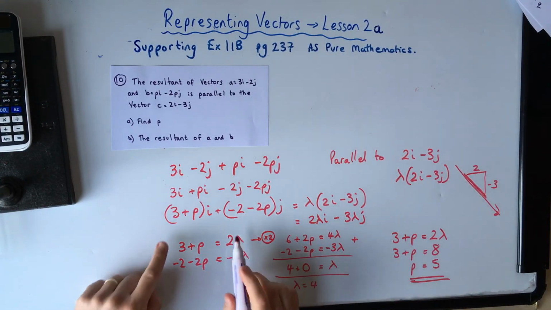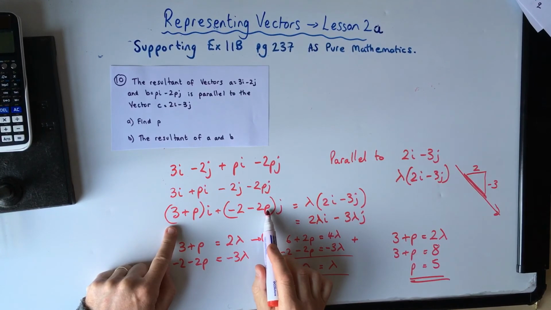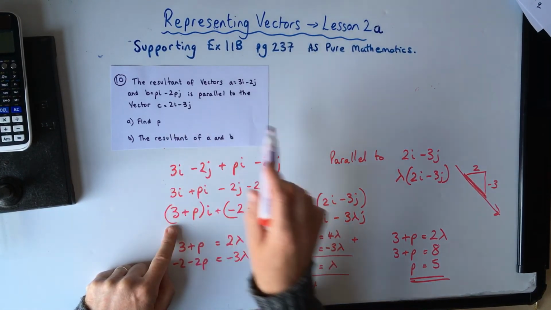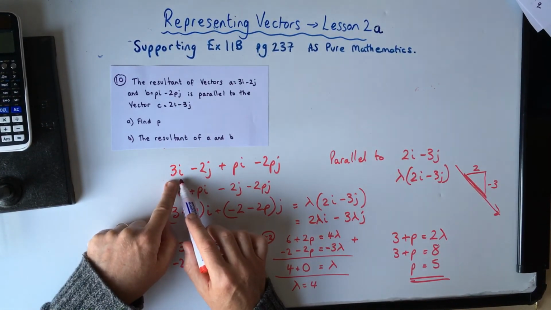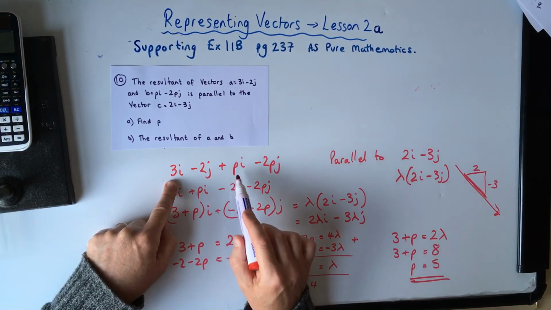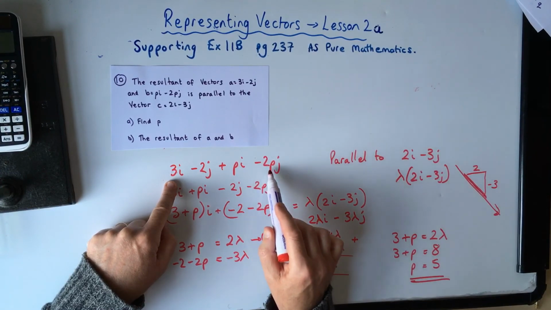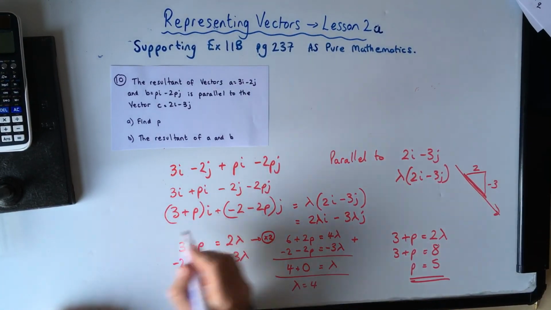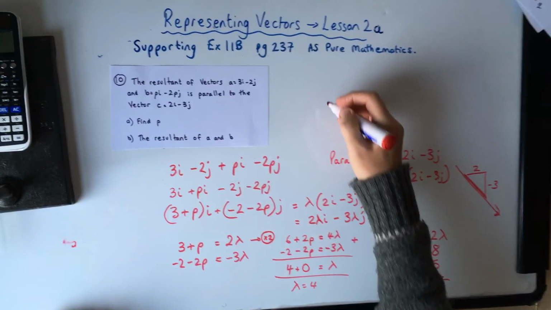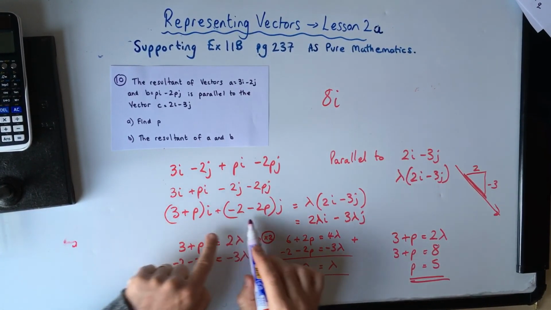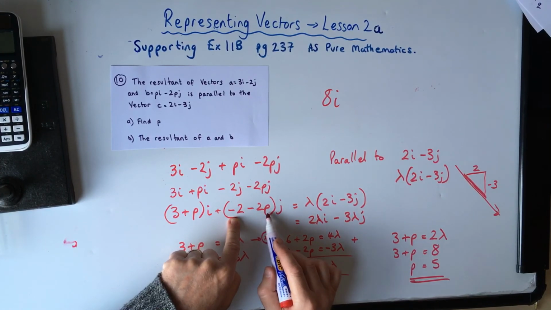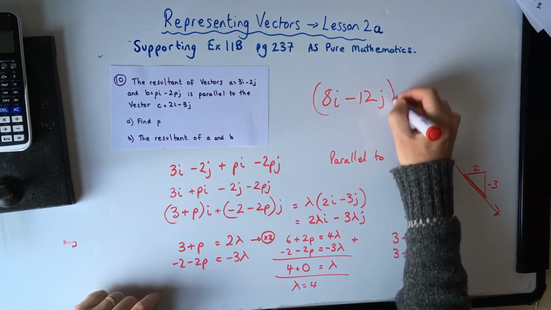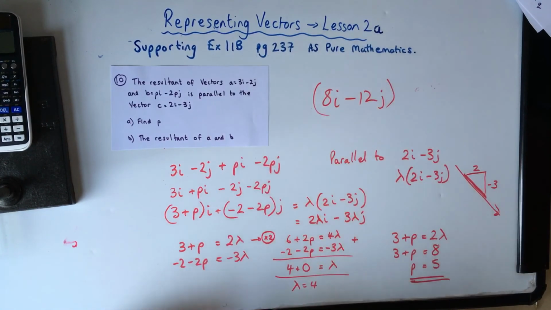So now we've found p is 5, and the resultant of a and b is just that plus that, isn't it? Where p is 5. So where p is 5, 3i minus 2j plus 5i minus 10j. So that's all you're doing. So 3 plus 5i, so that's 8i. So we've got 8i, and minus 2, p is 5, so minus 2 minus 10 is minus 12. Minus 12j. So that's the resultant of a and b when we know that p is 5.